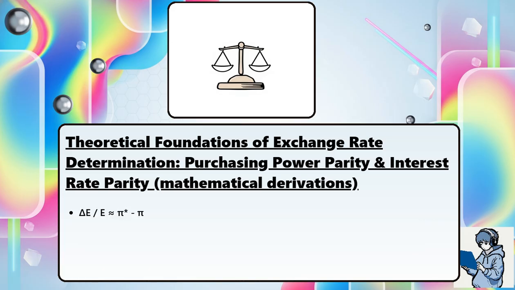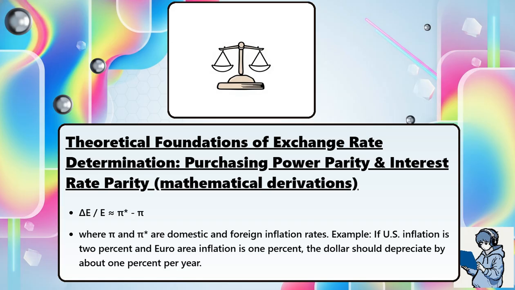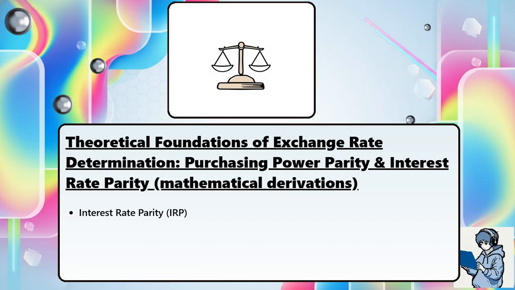Delta E over E is approximately pi star minus pi, where pi and pi star are domestic and foreign inflation rates. Example, if US inflation is 2% and Euro area inflation is 1%, the dollar should depreciate by about 1% per year. Interest rate parity (IRP).